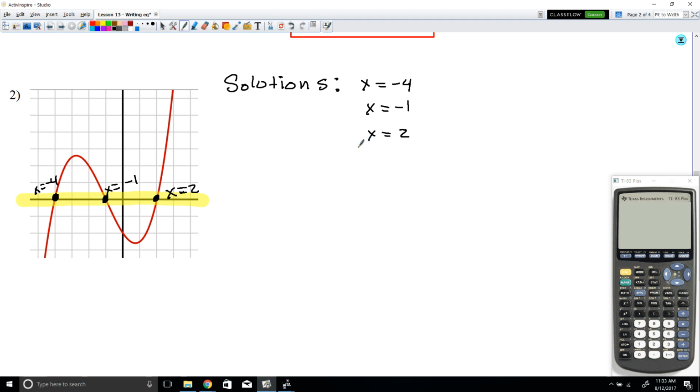Okay, and again, once you know your solutions, we're gonna write the factor form equation. So what you do is you just flip the sign. So if your first solution is -4, you're gonna write it as +4. If your second solution is -1, you're gonna write it as +1. And the other way, if your solution is +2, now you're gonna write -2, still equal to 0.